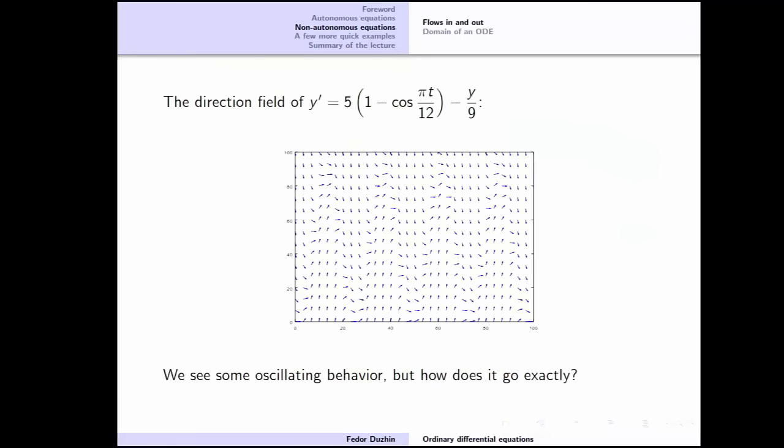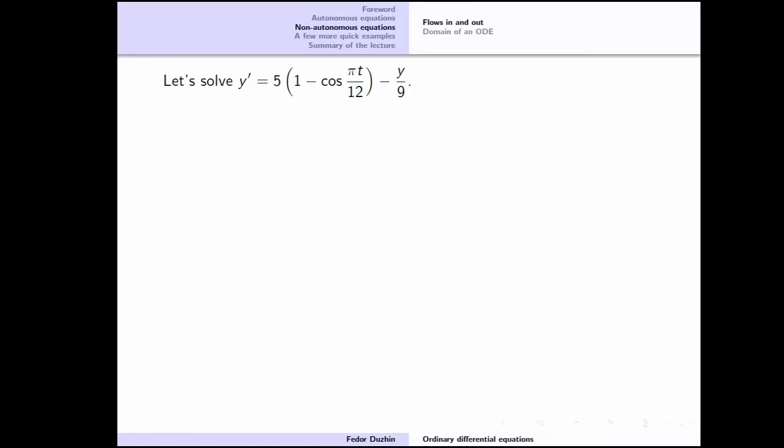Alright, now here is the direction field, and of course from the direction field we can see some kind of oscillating behavior, but how exactly it goes is not clear. So let us solve it, and notice that we have a linear equation. The coefficient at y is 1 over 9, and the free term is 5 times (1 minus cosine of pi t over 12).